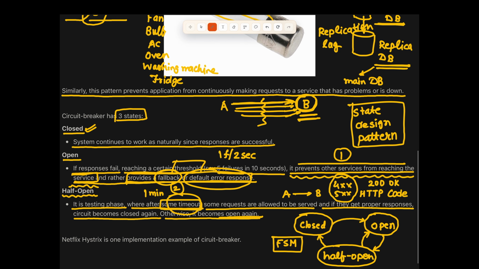Let's come back to the topic. Netflix Hystrix is one implementation example of circuit breaker. So if someone asks you, can you give me an example of circuit breaker? You can tell that Netflix Hystrix is one implementation example of the circuit breaker pattern.